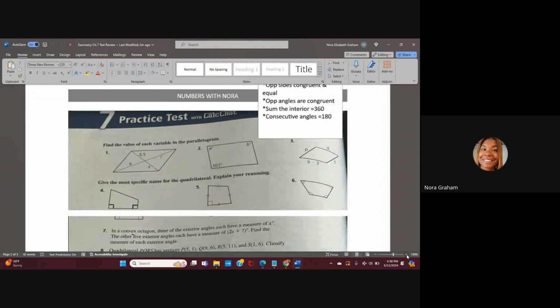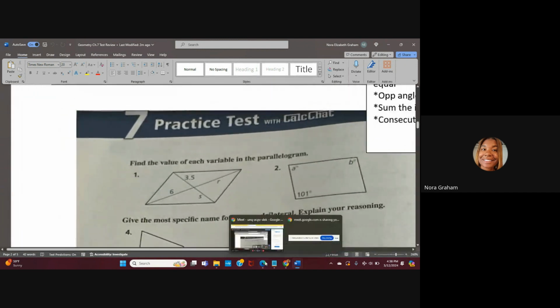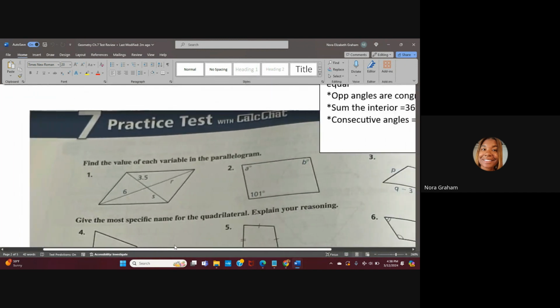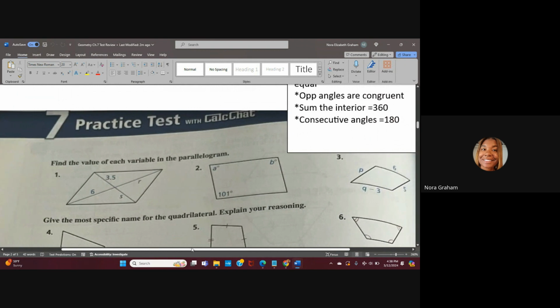So these are the screenshots of the homework that she sent me. This would be good practice too if you don't have this book, if you're doing quadrilaterals. The first thing I want to get into before we start looking at these, for number 1 through 3, it says find the value of each variable in the parallelogram.